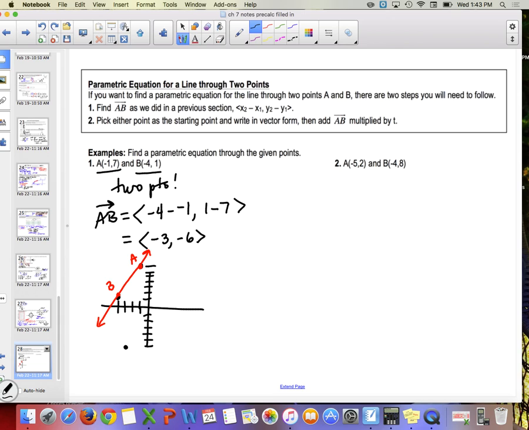Do you guys see how it's pointing in the same direction as the line we already drew? That's what we're saying. We're going to go along that direction. We can pick any point as the starting point. So let's say we pick A. We're going to write it as a vector, -1, 7, and add it to t times whatever we just found for AB, -3, -6.